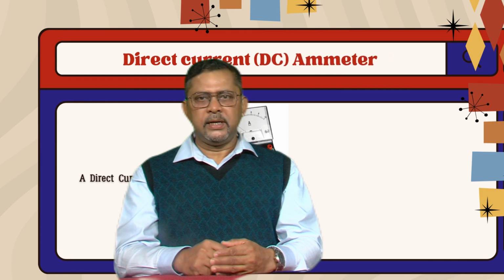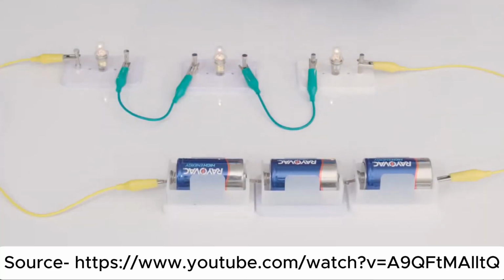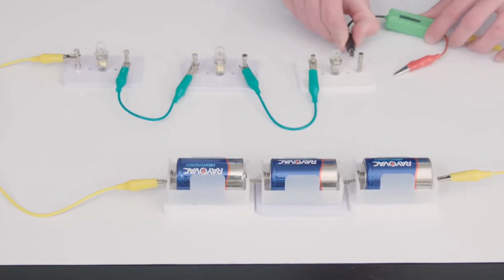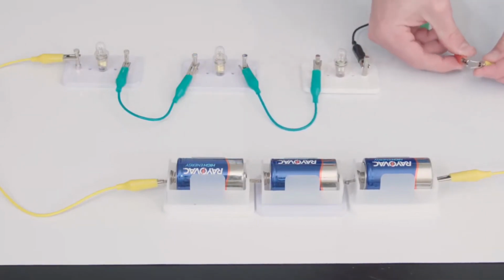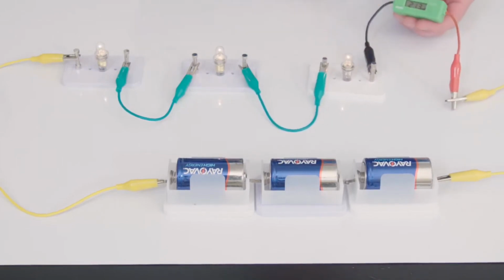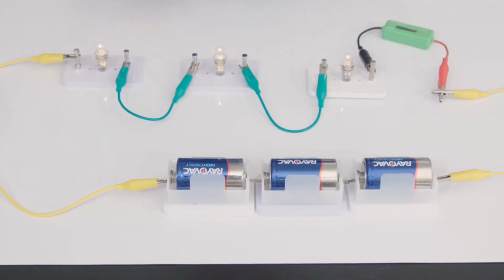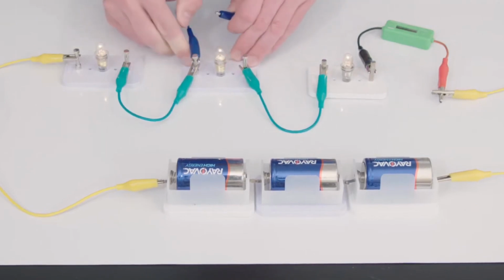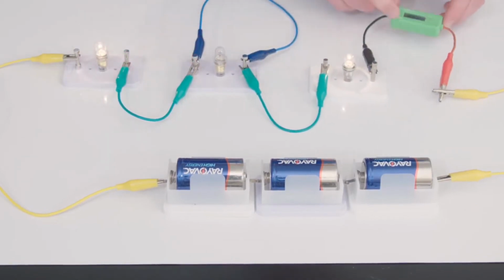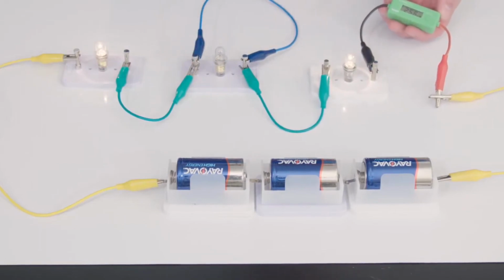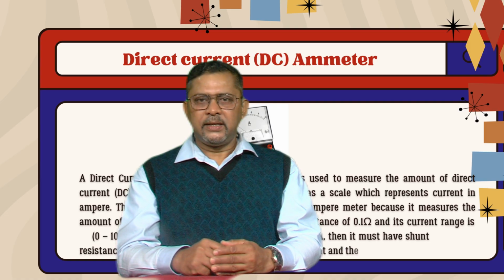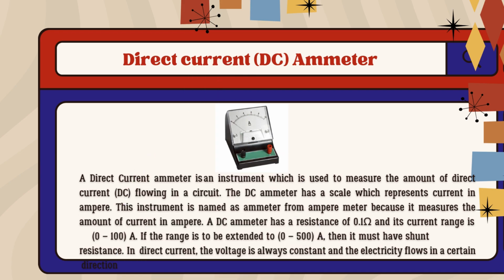A direct current ammeter is an instrument which is used to measure the amount of direct current flowing in a circuit. The DC ammeter has a scale which represents current in ampere. This instrument is named ammeter from ampere meter because it measures the amount of current in ampere. A DC ammeter has a resistance of 0.1 ohm and its current range is 0 to 100 ampere. If the range is to be extended to 0 to 500 ampere, then it must have shunt resistance. In direct current, the voltage is always constant and the electricity flows in a certain direction.